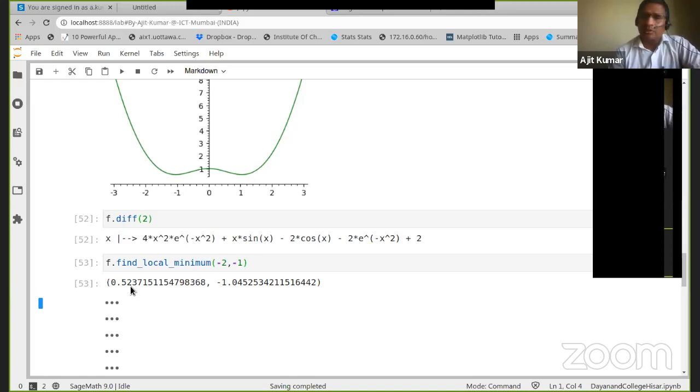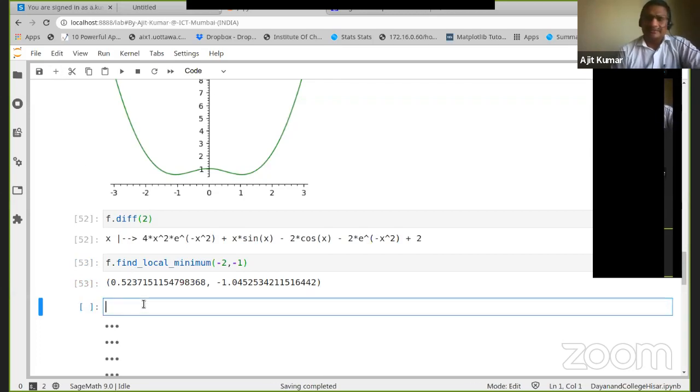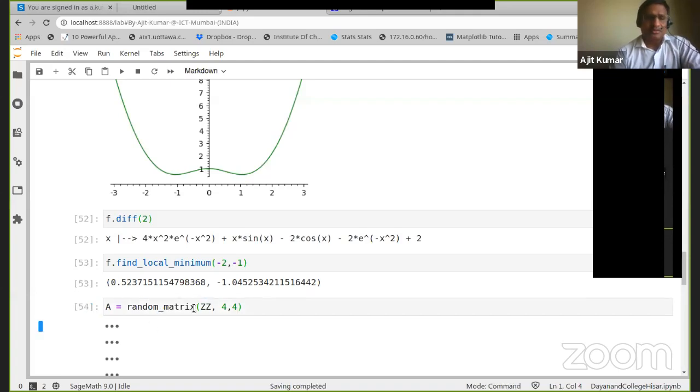Let me just give you one more example. Let us say we have a matrix, some matrix. Just choose a matrix. Let me say A is equal to, how about, random underscore matrix, matrix over ZZ, and let us say a 4 cross 4 matrix. Okay, and let us see what is A.